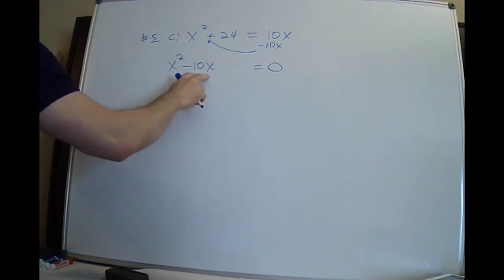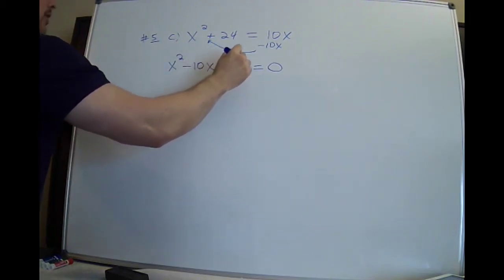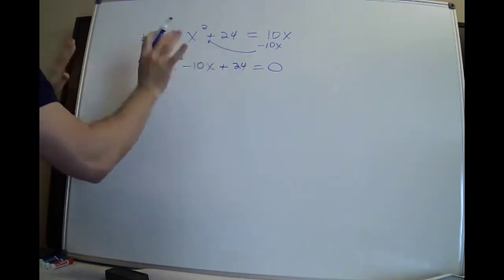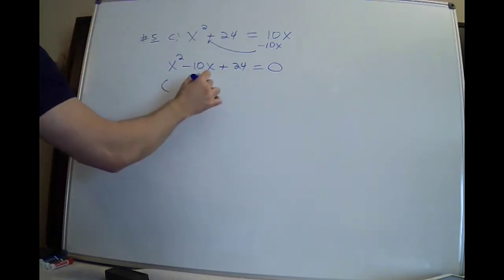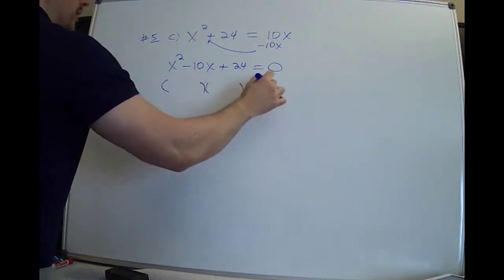The middle term is always something with an x, and then positive 24. So your first step is to set it equal to 0 if it's not already done for you. Now, the second step is to factor it. Now, you have to be super careful here.